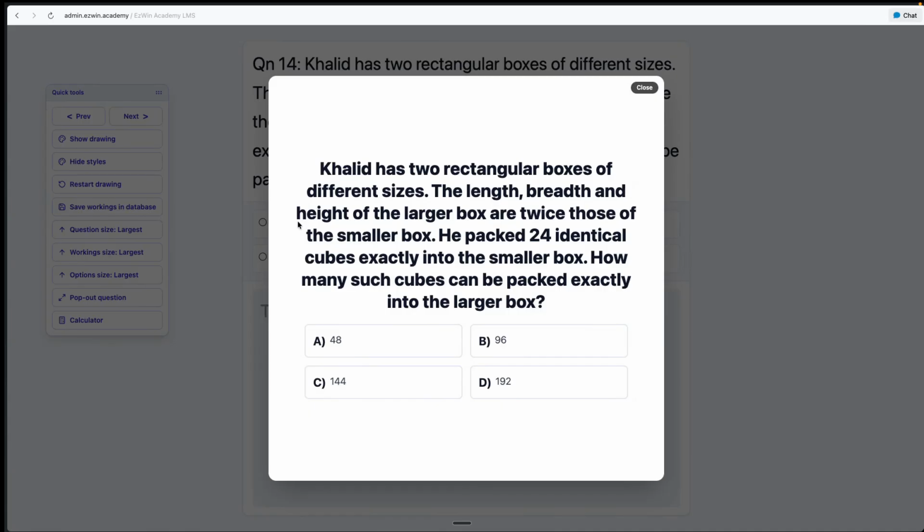All right. Question 14. Khalid has two rectangular boxes of different sizes. The length and breadth and height of the larger box are twice those of the smaller box. He packed 24 identical cubes exactly into the smaller box. How many such cubes can be packed exactly into the larger box?